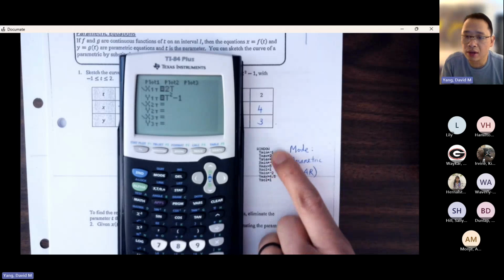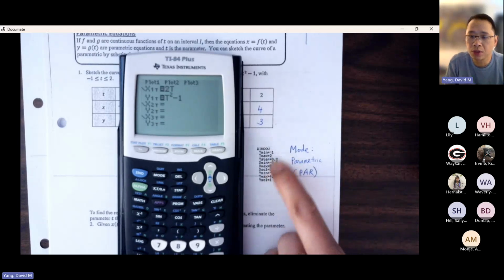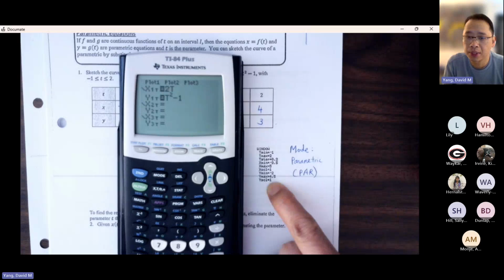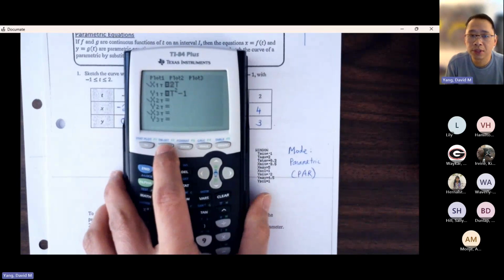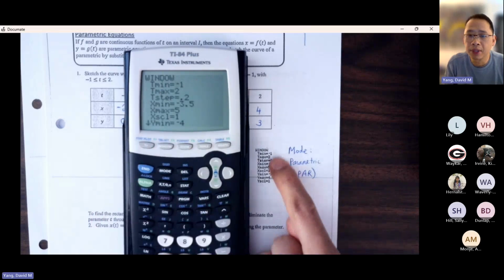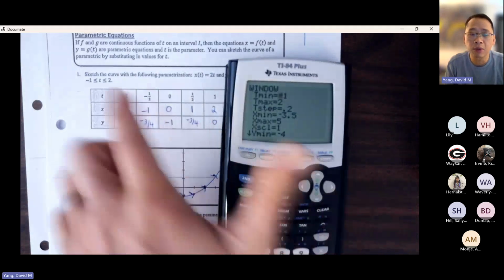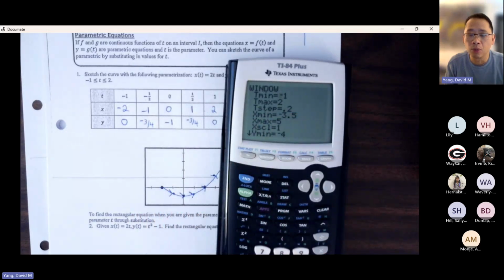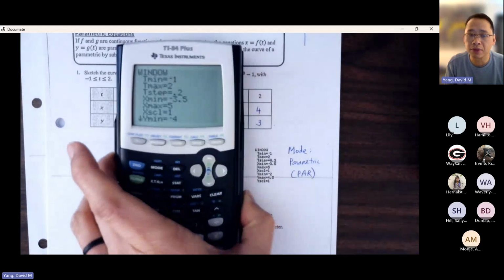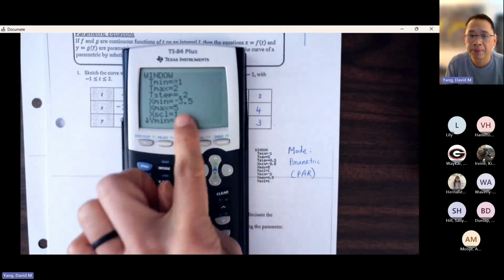We can set these window settings to allow for the graph to show up to look like this. So if you can go to Window and then type in these settings here. So tmin at -1, tmax at 2, tstep at 0.2. So this just indicates the increments of t values that we're plugging in. The smaller your steps are, the more the graph is going to gather more ordered pairs along the way.